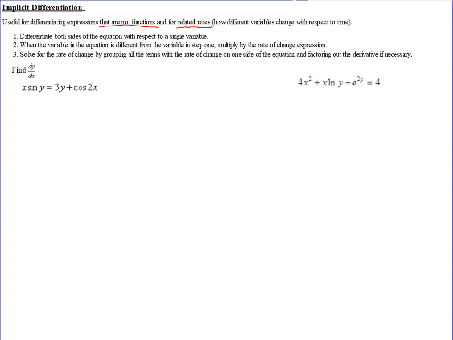with respect to time. So this one asks you to find the derivative dy/dx, but notice it's not a function, the x's and y's are all mixed up here. So you start by just taking the derivative of the entire equation with respect to x. And then notice here we've used the product rule on x times sine of y.